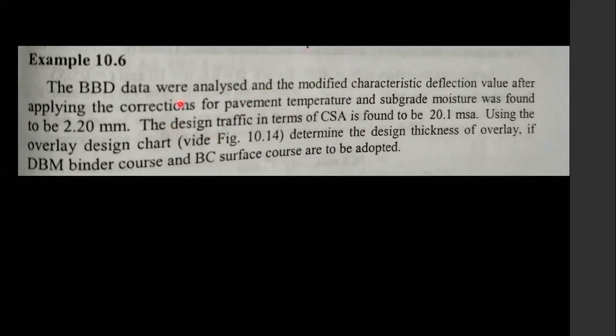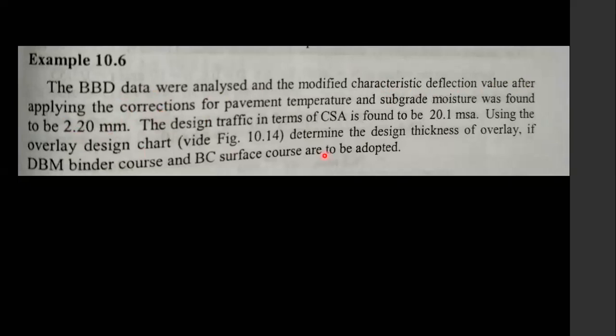Yes, okay, sir. In this problem, what are they given? They are given the CSA and DCM values directly. The BBD data were analyzed and the characteristic deflection value modified after applying the correction, which means they have already applied the temperature correction and moisture correction, and they have given the direct value. That is, the DCM value is 2.20 mm.